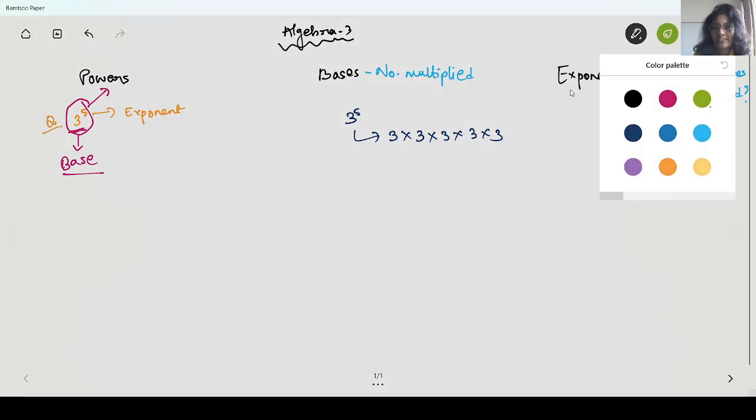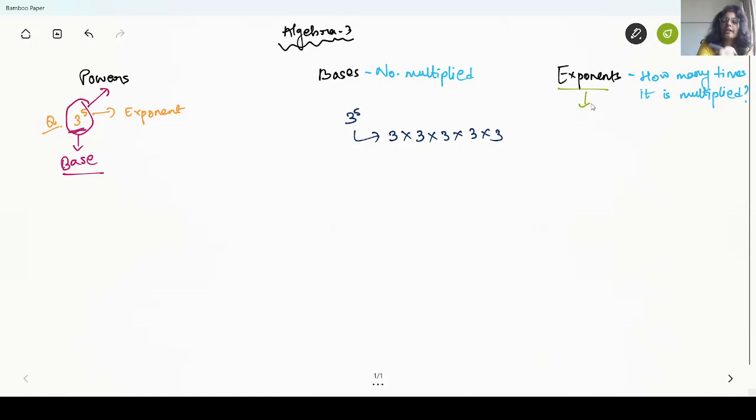How do we understand exponents? Exponents, in the power expressions, will be the superscripts. Up to this much, I hope it is clear.